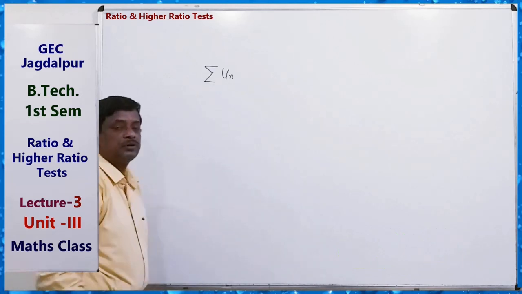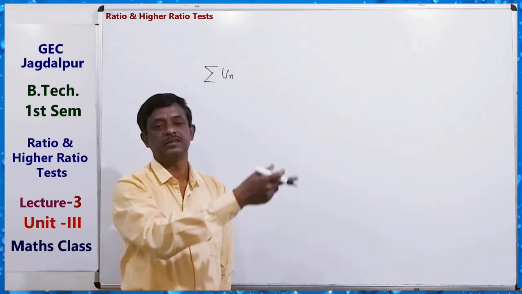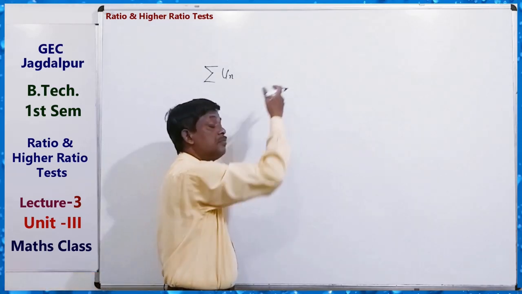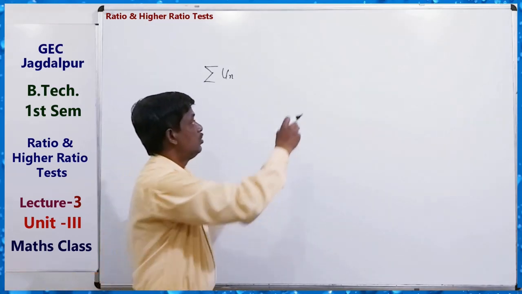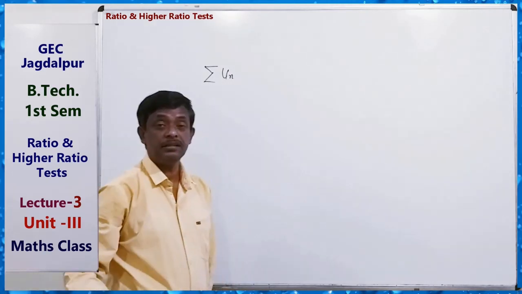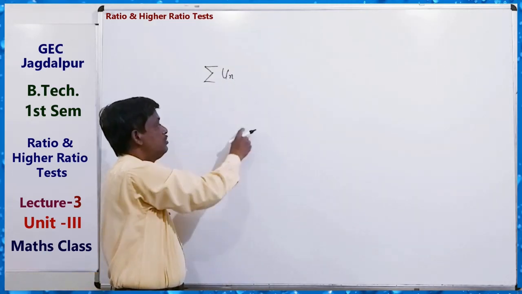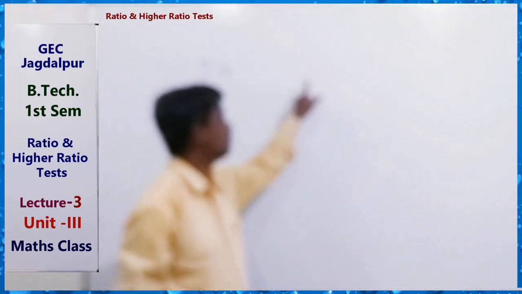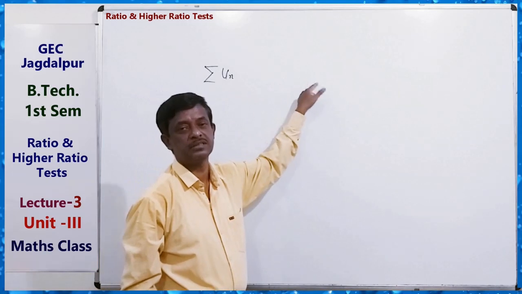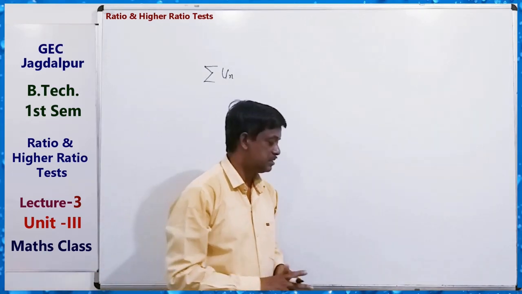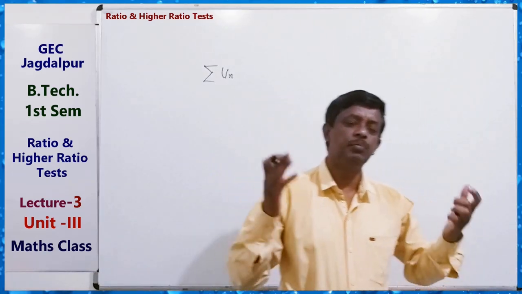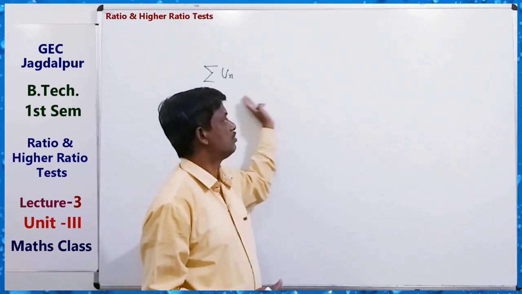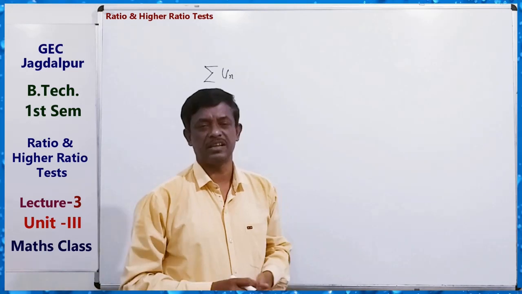We have to compare this series with another series summation Vn. If Vn is a helping series, known to be convergent or divergent, and there is a condition that Un by Vn tends to a finite and non-zero limit, then if Vn converges, Un converges, and if Vn diverges, Un diverges. This was the comparison test. Now one by one we are trying to understand different types of tests.